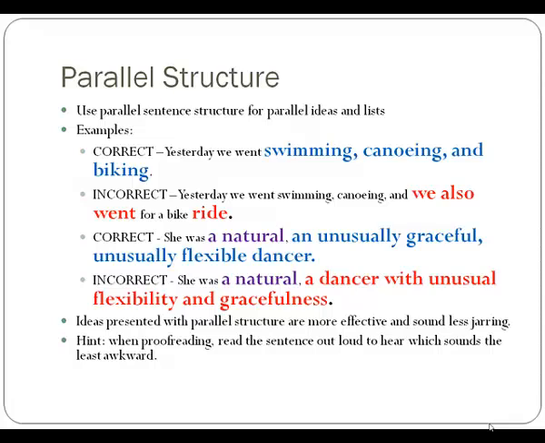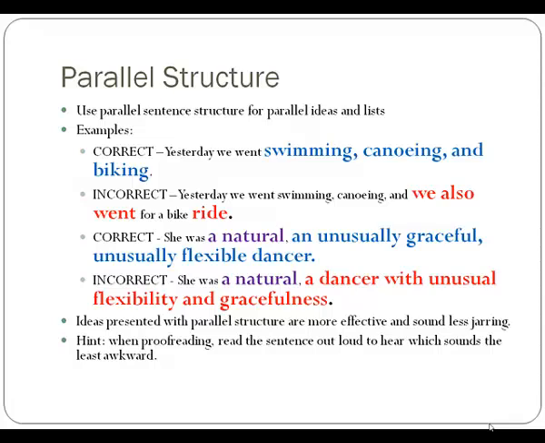It would be incorrect to say, yesterday we went swimming, canoeing, and we also went for a bike ride, because it throws the audience, the person who's reading it, off, and that's why you wouldn't do it. Correct: She was a natural, an unusually graceful, unusually flexible dancer. Incorrect: She was a natural, a dancer with unusual flexibility and gracefulness.